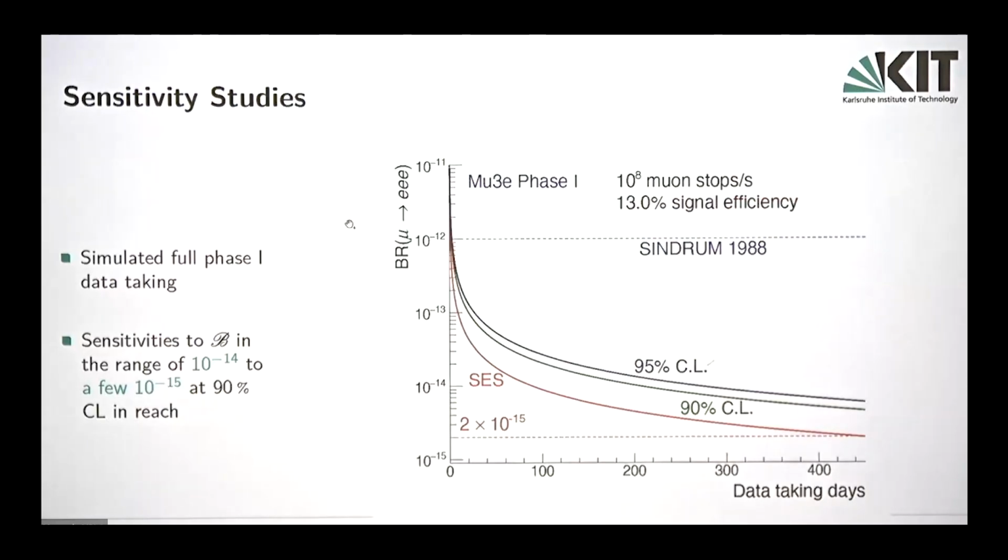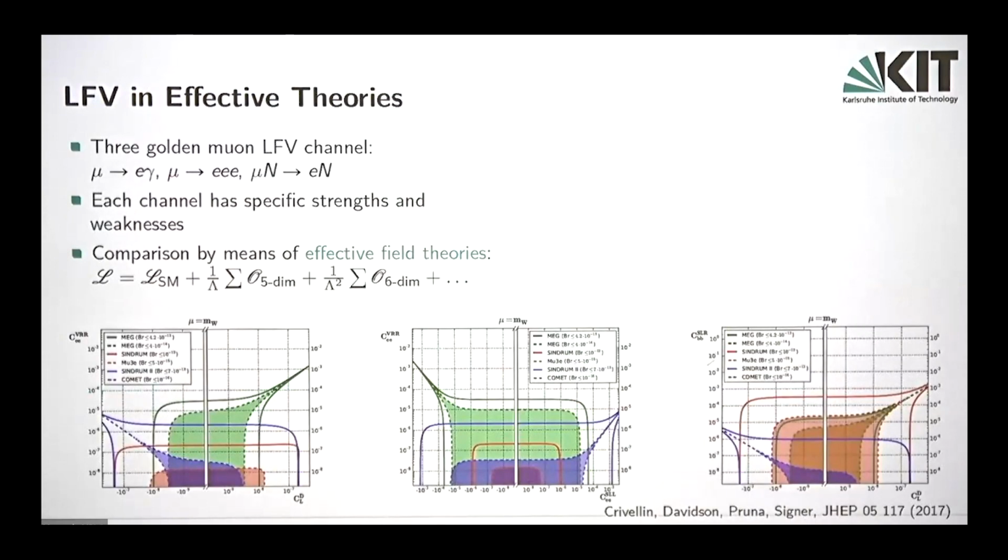And depending on the time that we get in data taking days, we will come out at somewhere 10 to the minus 14 to a few 10 to the minus 15 at 90% confidence level. Now, this was only phase-space decays. Let's have a look at what physics could be in there.